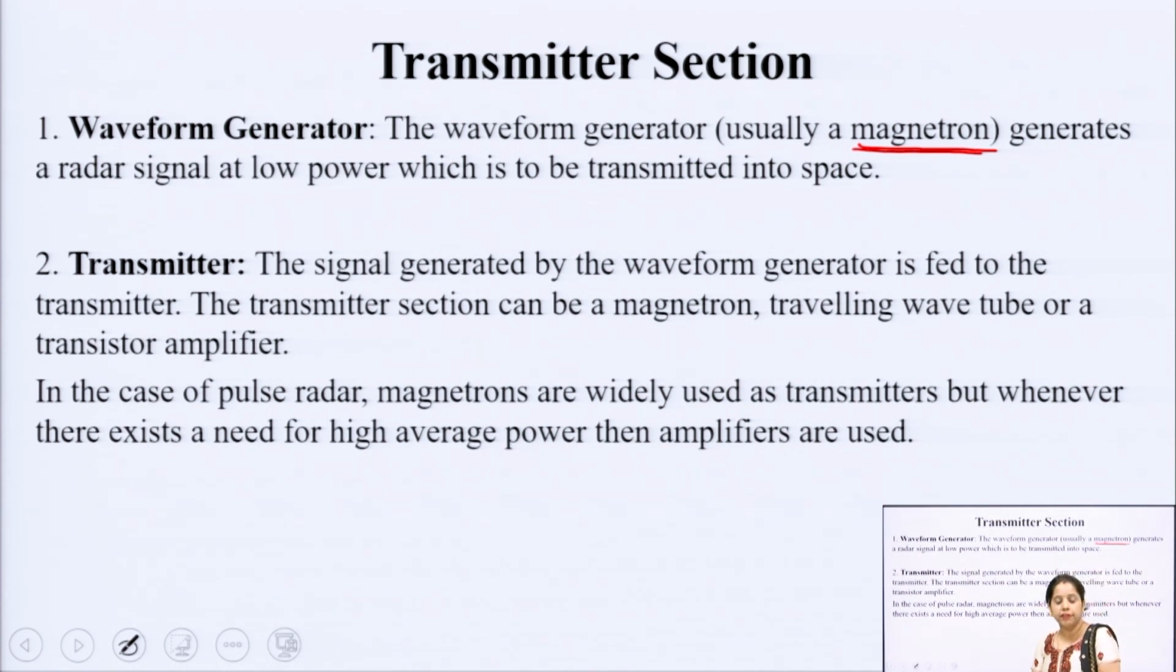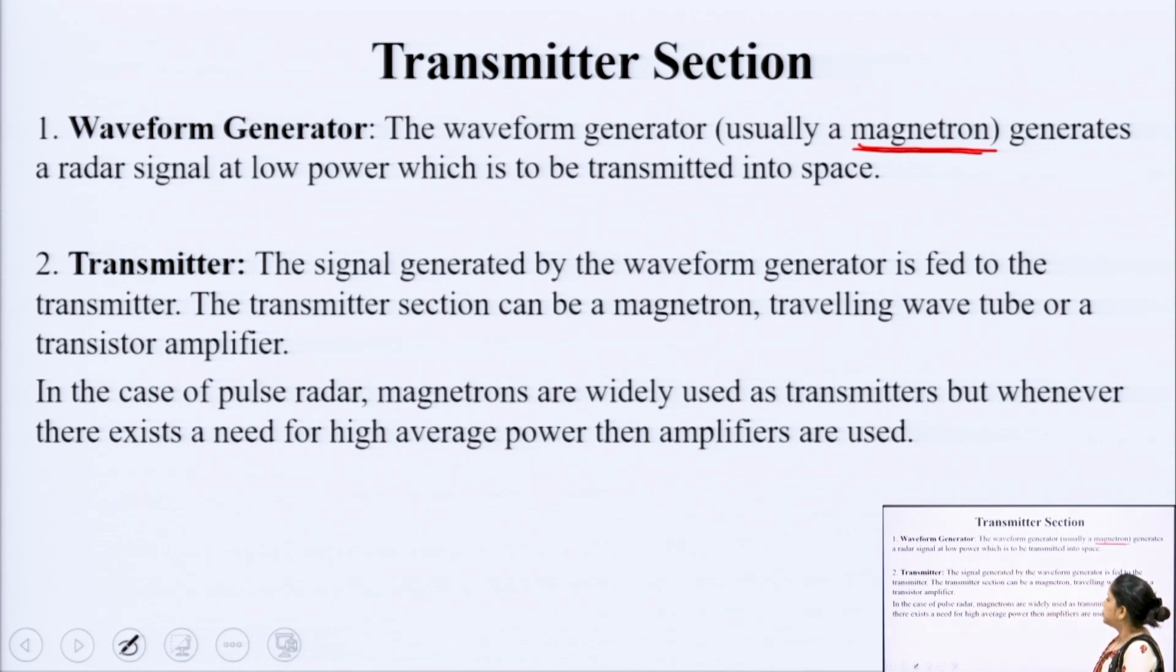We are all aware of the two types of microwave oscillator. The first one is the reflex klystron and the second one is the magnetron. And we know that the reflex klystron is very much limited to our laboratory purpose, and the magnetron is practically used in defense applications very much. So, the waveform generator is basically the magnetron.